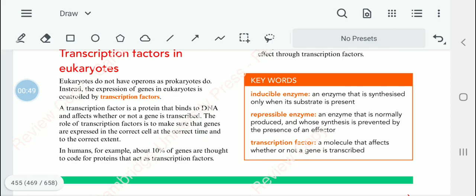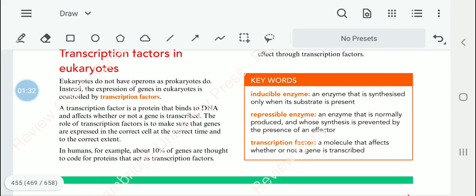So it is what is going to inhibit or allow. Either the transcription factor will allow or disallow, but at the same time it will make sure that the genes are expressed in the correct cell at the correct time and the correct extent. This is one of the things that you need to remember and understand. Now, correct cell at the correct time. There is a reason: all of our biological systems are connected to each other.